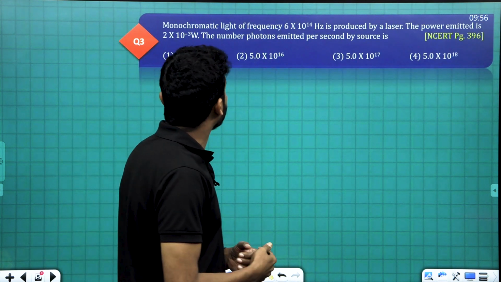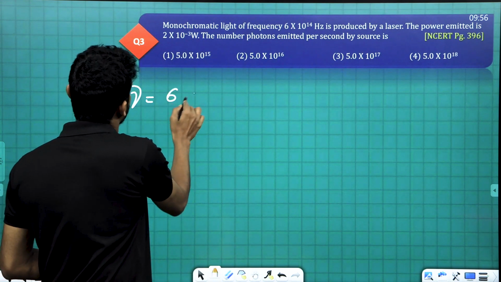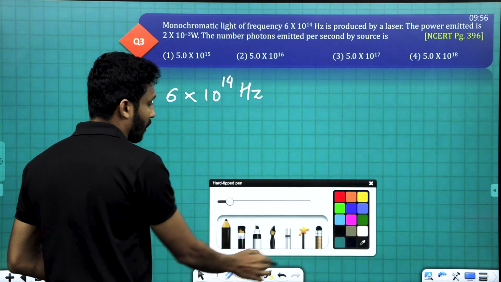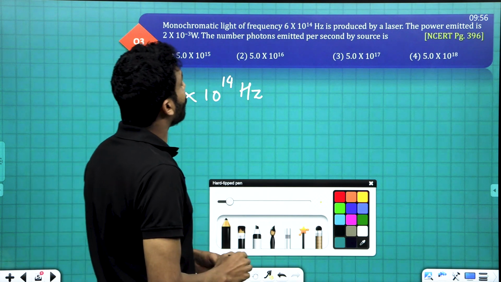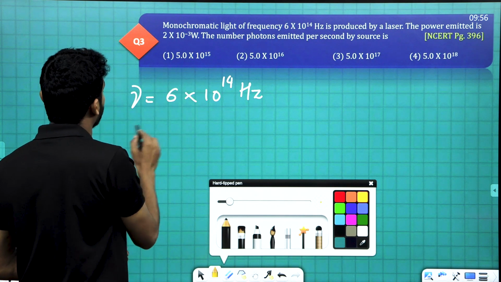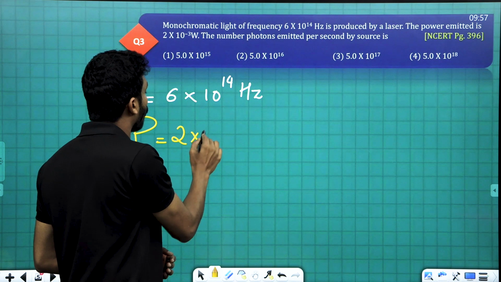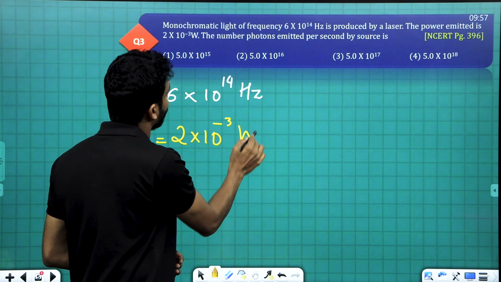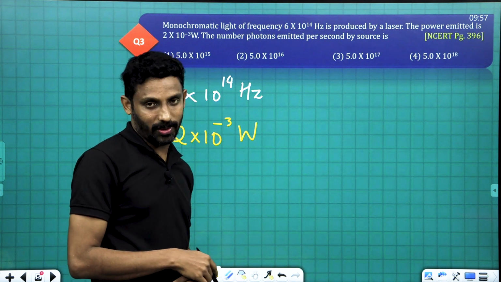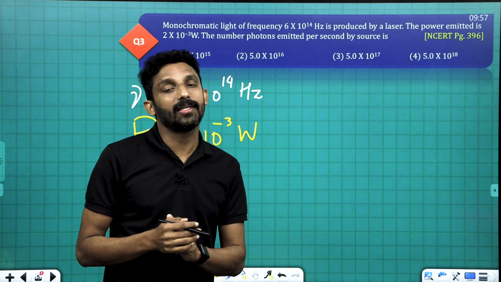Monochromatic light of frequency 6 into 10 power 14 hertz is produced by a laser. The power emitted is 2 into 10 power minus 3 watt. The number of photons emitted per second by the source is dash. The number of photons emitted in 1 second is how much?